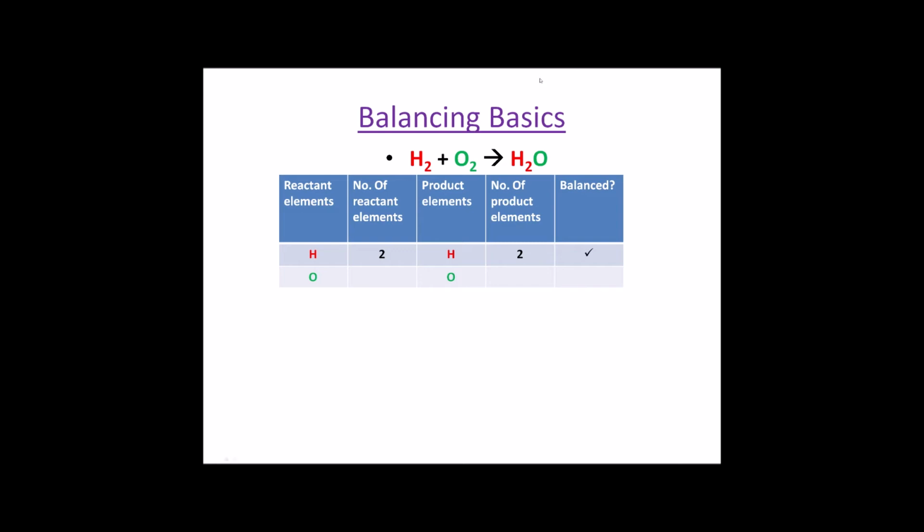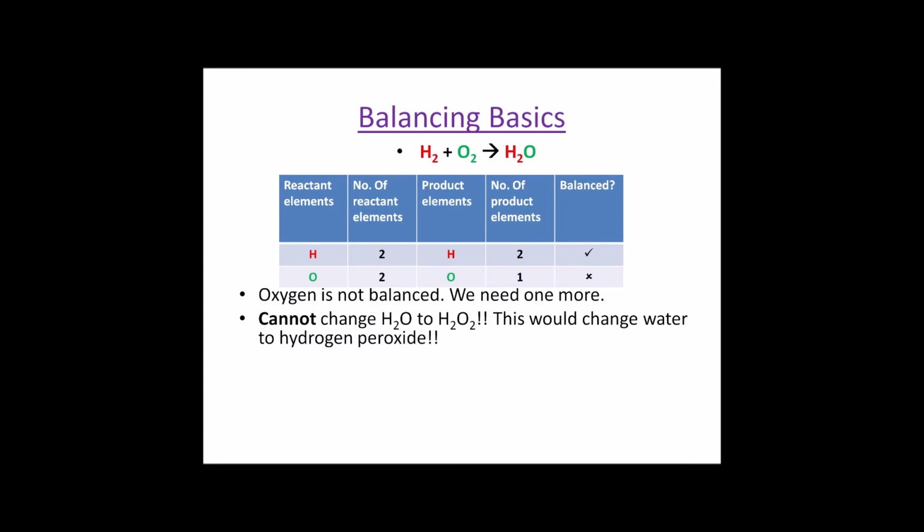Now to look at the oxygen. On our reactant side we've got O2, so we've got 2 of those. And on our product side we've got H2O. There is no number directly after the O, so we've only got 1 of them on our product side. So this isn't balanced. So how can we balance this? We can't make H2O2 because that would make something else, but we do need 1 more oxygen. Just to reiterate, we cannot make H2O2 because this would change water to hydrogen peroxide, and that's a completely different chemical. We can't change the chemical.